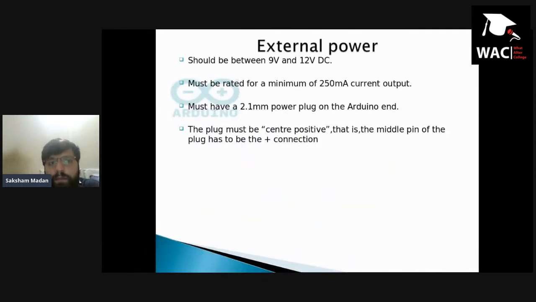External power should be between 9 volts and 12 volt DC. So we basically have different adapters for the same. The minimum rated current is 250 mA.